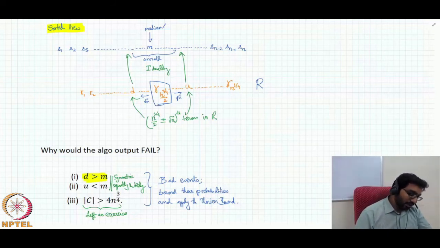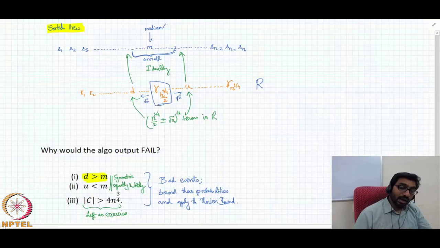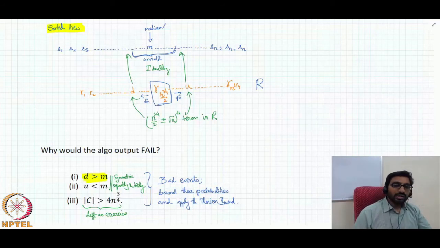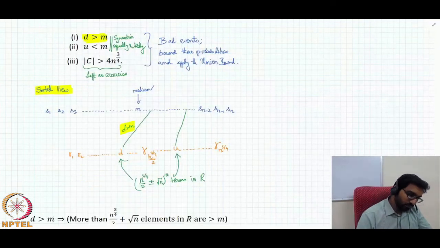And of course, the third bad event is that the set C, the elements in S between D and U, has cardinality more than 4n to the 3/4. So these are the three bad events under which the algorithm is going to output fail. We want to ensure that these three bad events occur individually with very low probability, and then we simply apply the union bound to say that even collectively they have low probability.